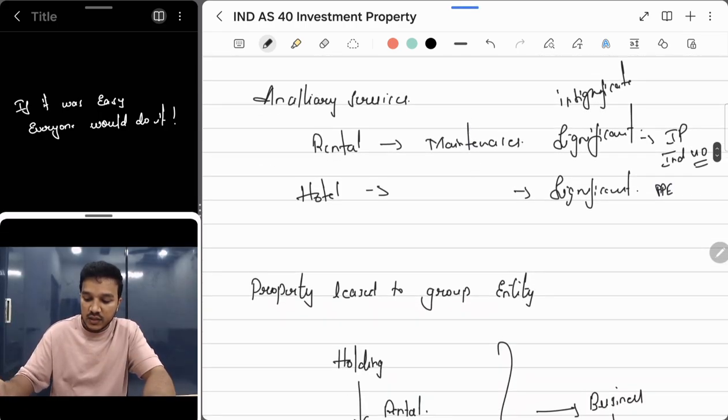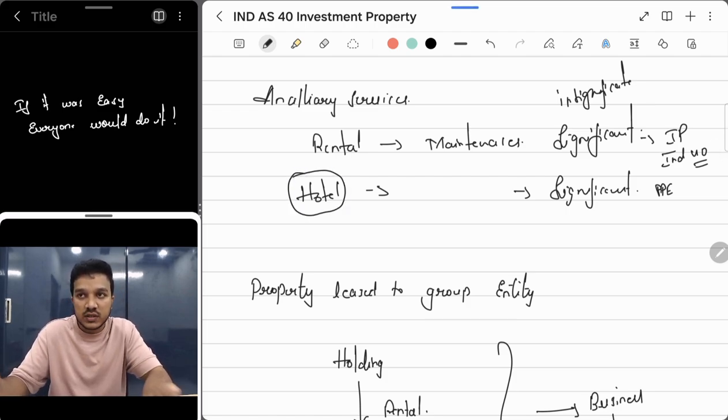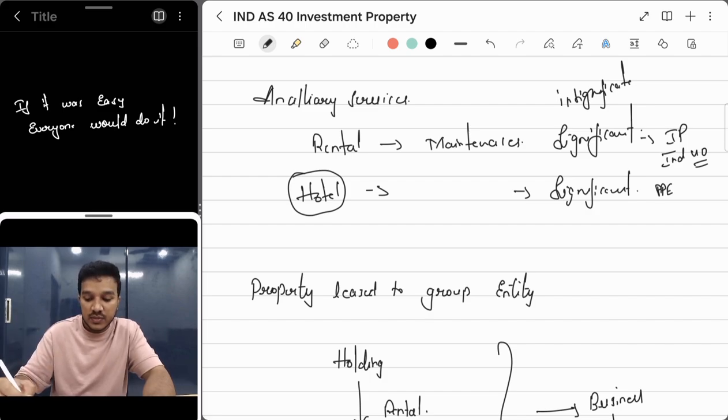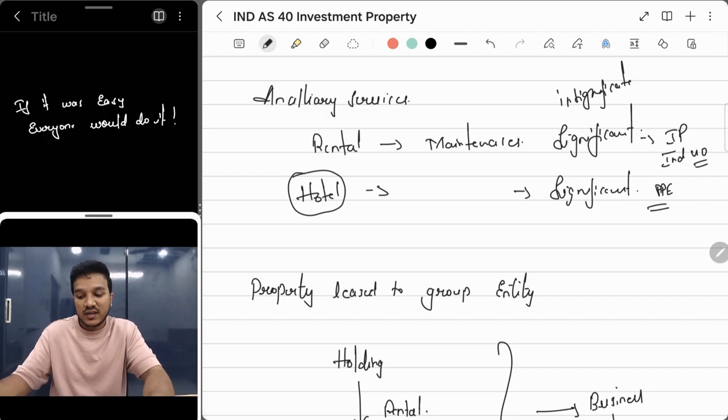Okay, and here you can also see that hotel might be their business, like there's Oyo, it is their business. You cannot say I'm giving it on rent, per day basis or hourly basis. You cannot say that. So that is their business. Now this building is used for their business, so obviously it will be property plant and equipment. If you're using it for your business, property plant and equipment. But if you're giving it on rental basis, you need to see whether the other services, ancillary services provided are significant or not.